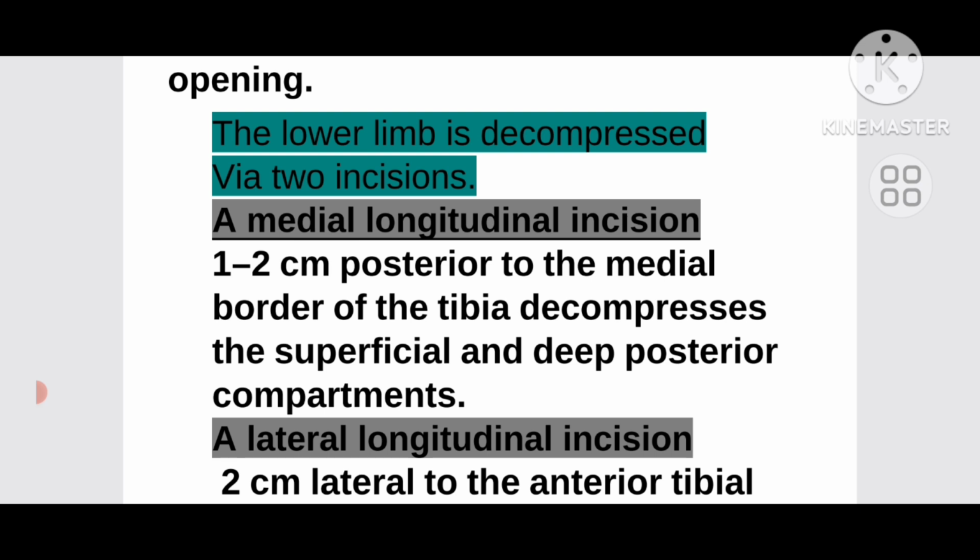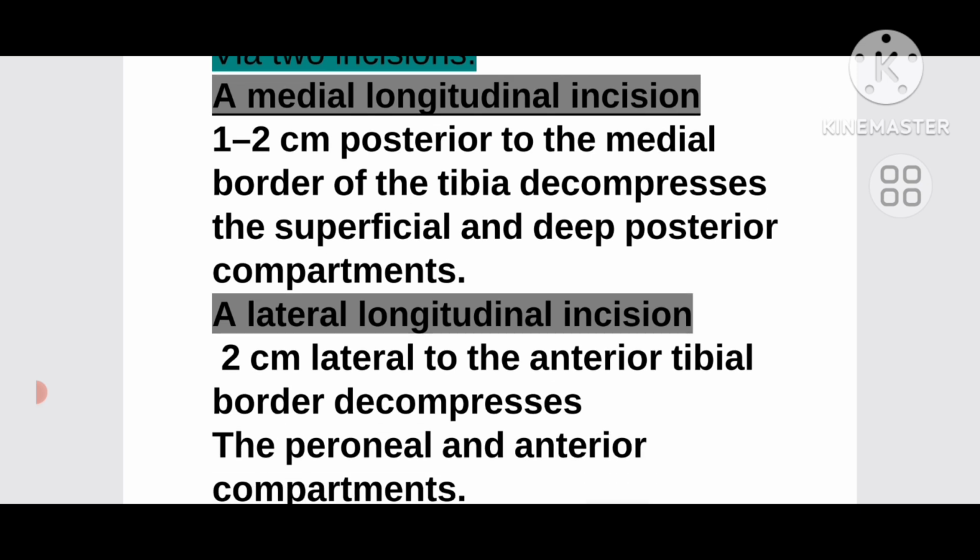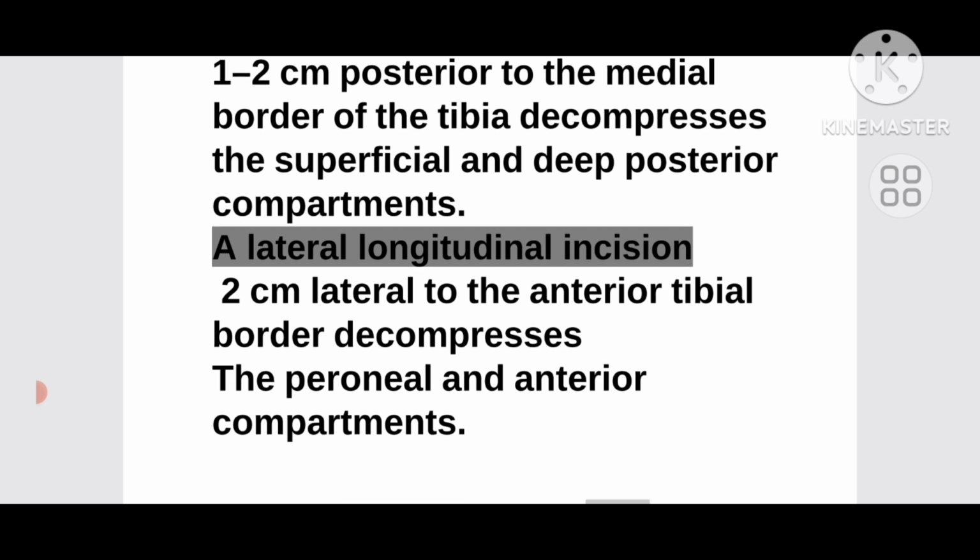The medial longitudinal incision is given 1 to 2 centimeters posterior to the medial border of the tibia. It decompresses the two compartments, the superficial posterior compartment and the deep posterior compartment. The posterior compartment has two parts, the superficial part and the deep part. So the medial longitudinal incision decompresses the two compartments, the superficial posterior compartment as well as the deep posterior compartment. And the other is the lateral longitudinal incision, which is given 2 centimeters lateral to the anterior border of the tibia. It decompresses the anterior compartment and the peroneal compartment.